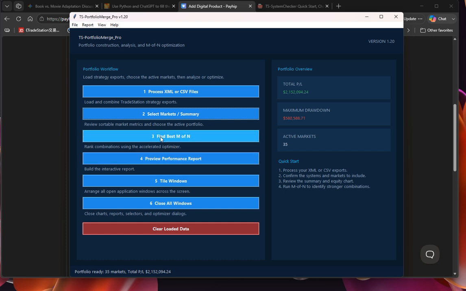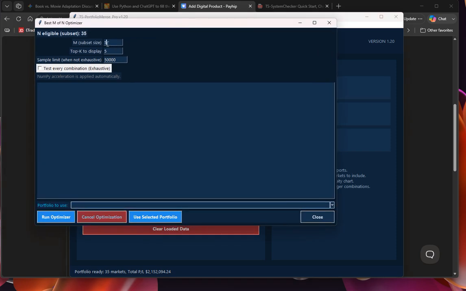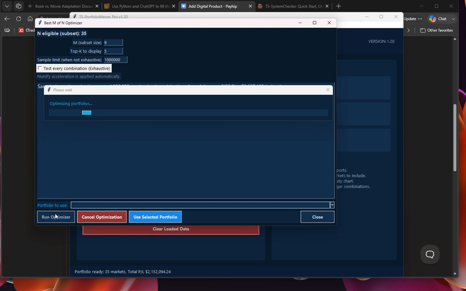We're going to do the best M of N. This is where we can do our optimization. We're going to pick 9 markets out of our basket of 39, and we're going to do 1 million iterations. Why 1 million? Because the total is almost 100 million combinations if you sample 9 out of 39. So let's make sure we got that right, and run the optimizer. It's going to take a couple minutes, so let's pause the video. You don't need to watch that.